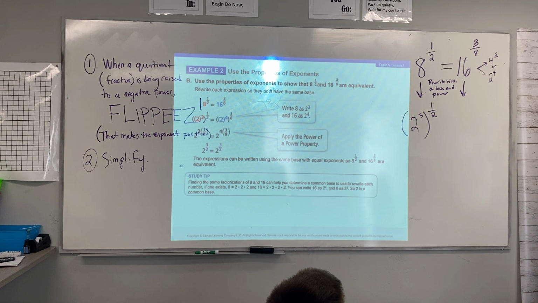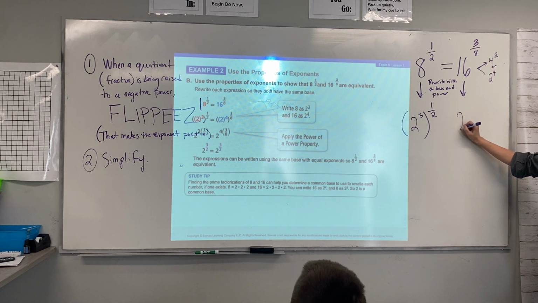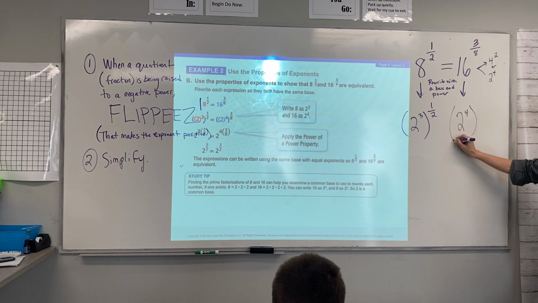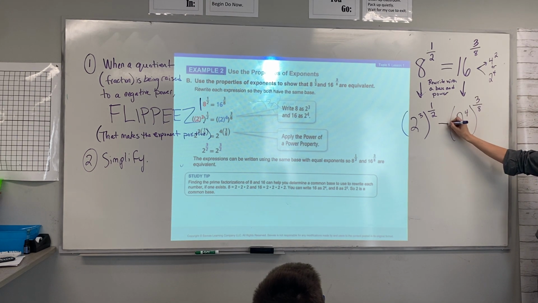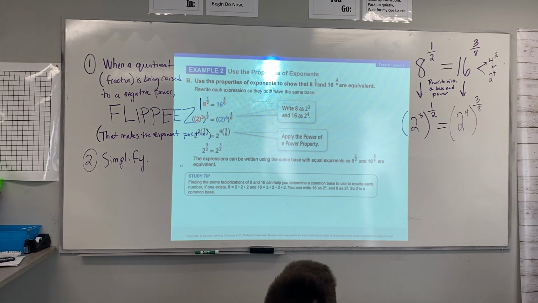Take a wild guess at which one we want to use. 2 to the 4th, because we're trying to get them to look alike, right? So I'm going to choose the expression 2 to the 4th. And of course I still need to raise it to the 3 over 8, because I have to keep everything the same.